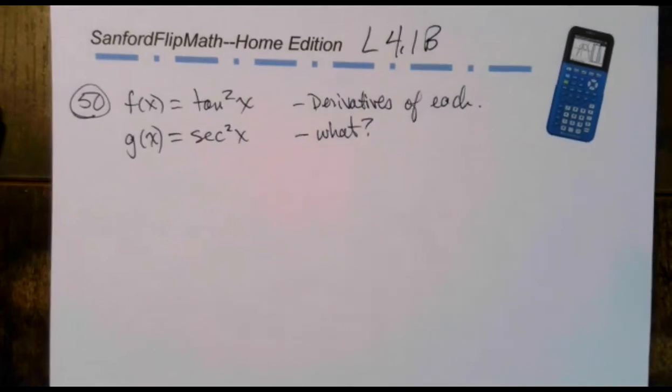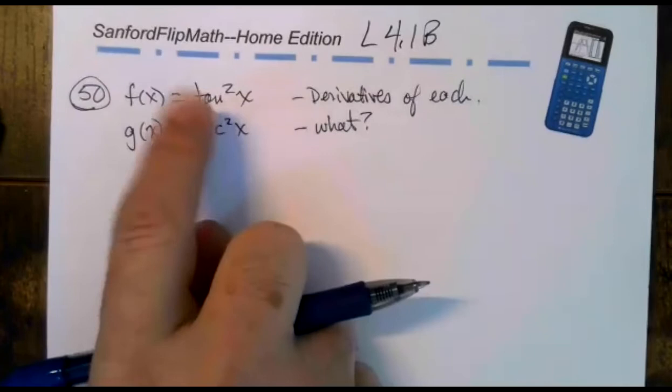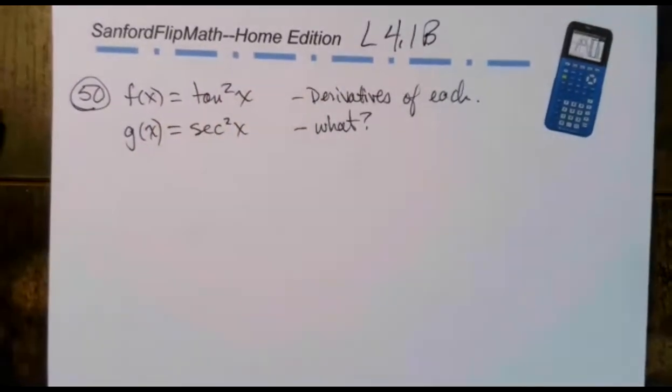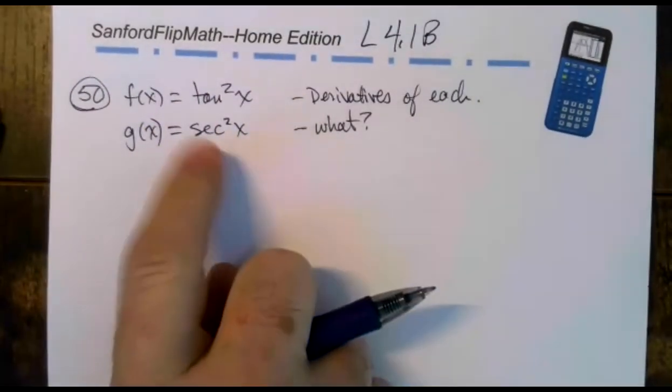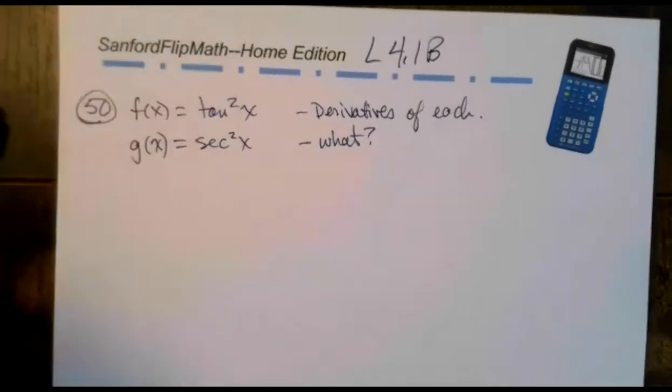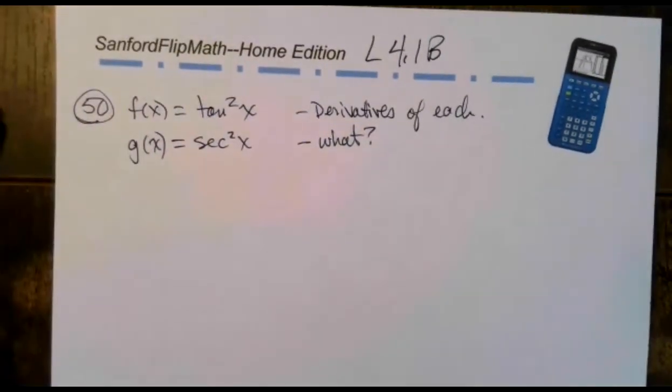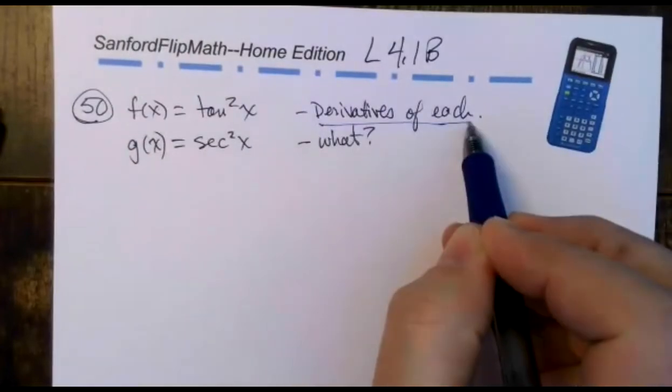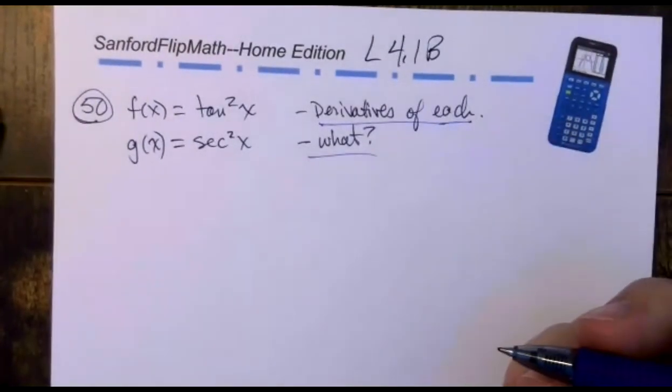So it says, again, this is from the Larson book. Consider f of x equals tangent squared x, and g of x equals secant squared x. What do you notice about the derivatives of f and g? And then what can you conclude about the relationship between f and g? All right, so we're supposed to do the derivatives of each and then stare at them.